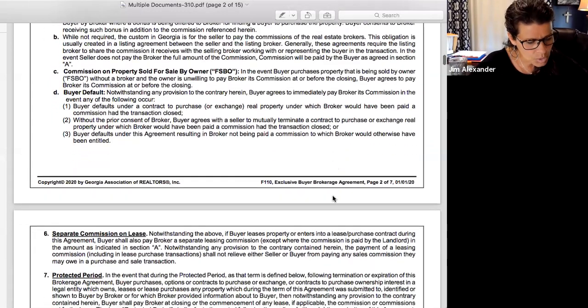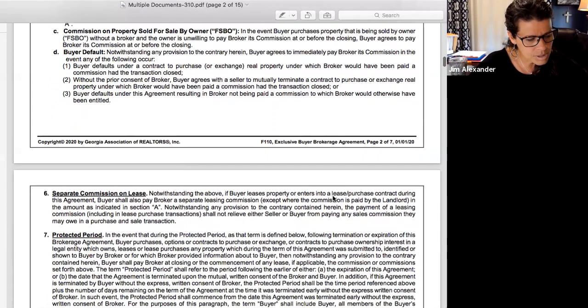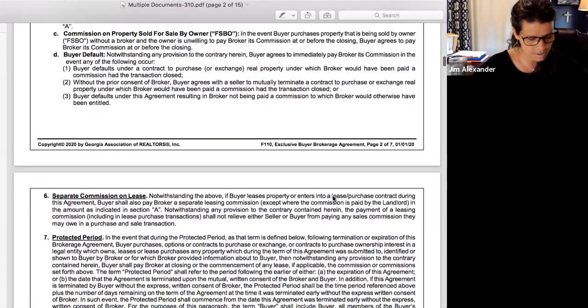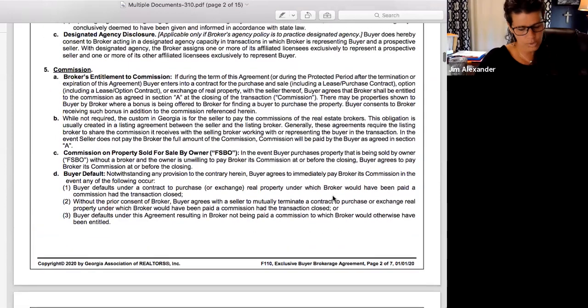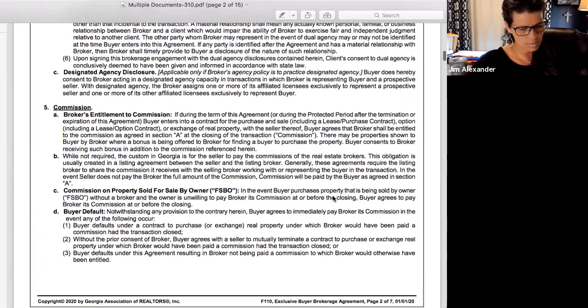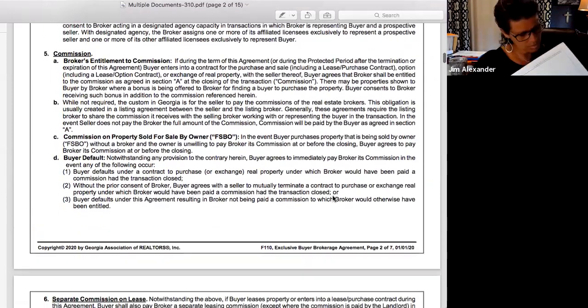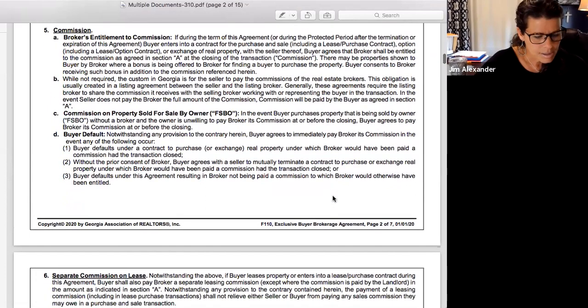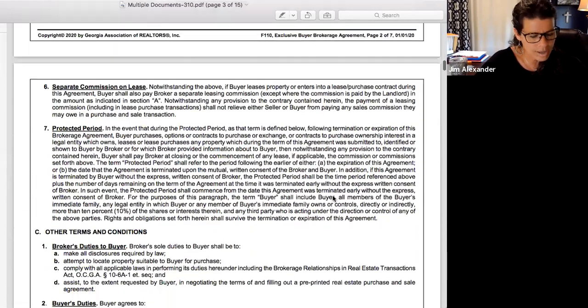Let's skip down to section 4, talks about, oh, wait a minute, I got my pages out of order. Okay. Section 6 talks about separate commissions on leases, which we already talked about.